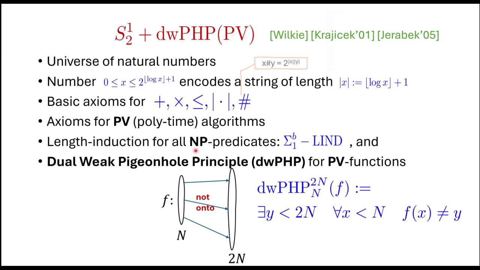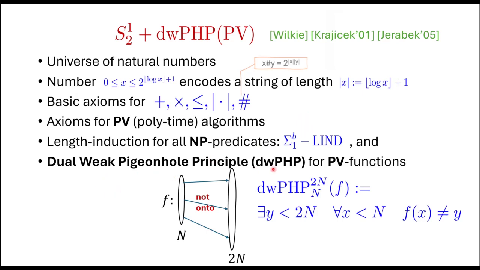The length induction for all NP predicates. I do not describe it, but it's a kind of induction for NP predicates. And it's defined like this because this is the notation: Sigma B1 defines NP in this language.